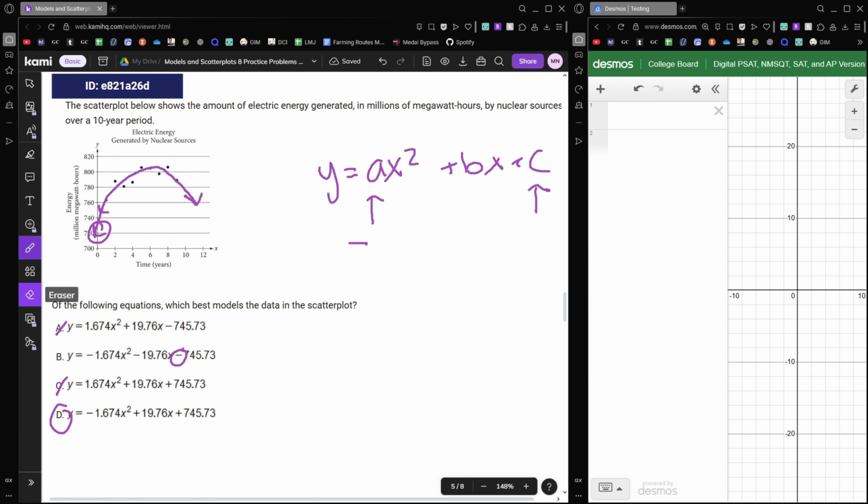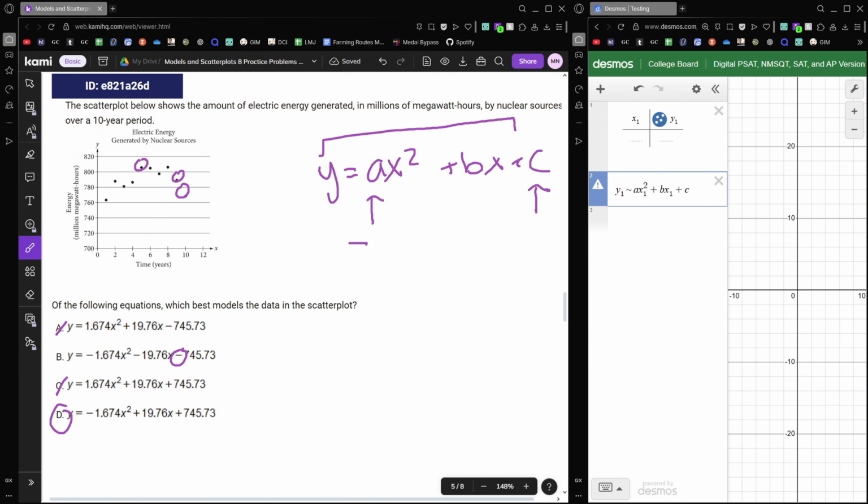Now if you did want to do this in Desmos, all you have to do is choose 3 points, because for quadratic regression you need at least 3 points. Insert your table right here, and then type in all your points. And the equation for quadratic regression is y1 tilde ax1 squared plus bx1 plus c. It's literally the exact same as the standard form we have here on the left, except you put a 1 in front of all the y's and the x's and change the equal sign to a tilde.